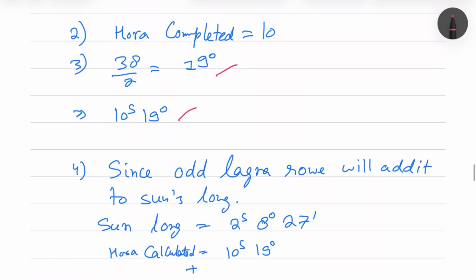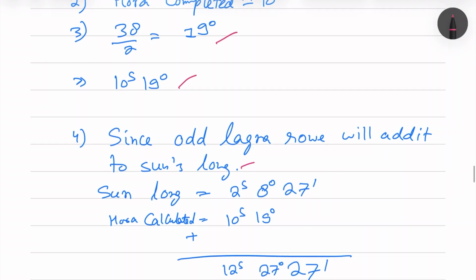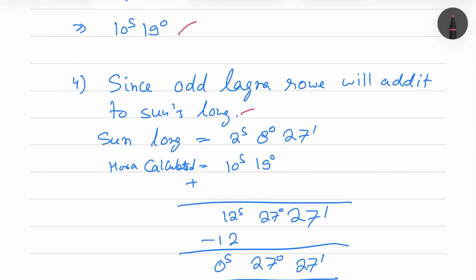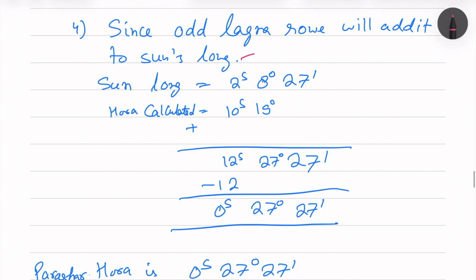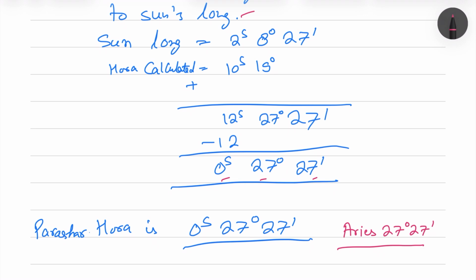Since it is an odd Lagna, so we will add it to sun's longitude. Sun's longitude is 2 sign 8 degree 27 arc minute. Hora calculated is 10 sign 19 degree. If we add it, we get 12 sign 27 degree 27 arc minute. Since the sign can be between 0 sign to 11, so we subtract 12 from it. So we get 0 sign 27 degree 27 arc minute, which means Aries 27 degree and 27 arc minute, as 0 sign means Aries. So the Parashari Hora Lagna is 0 sign 27 degree 27 arc minute, which can be written as Aries 27 degree 27 arc minute.